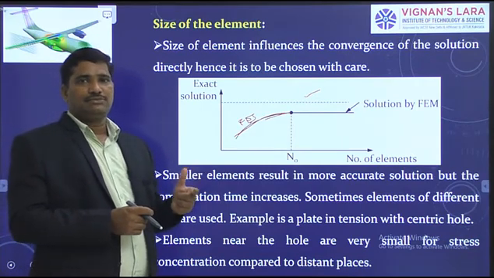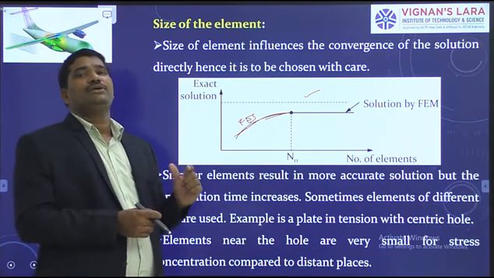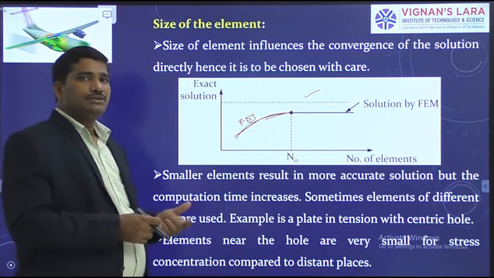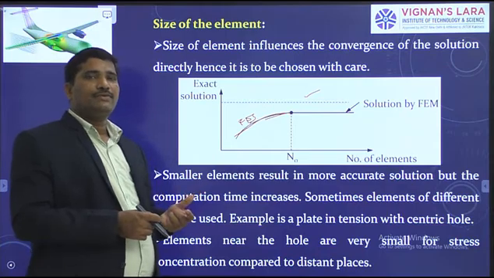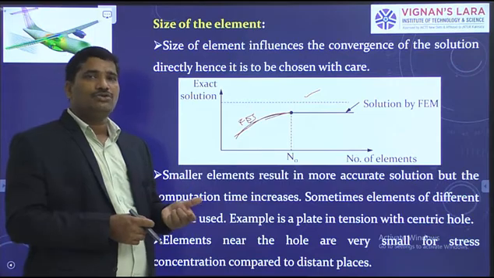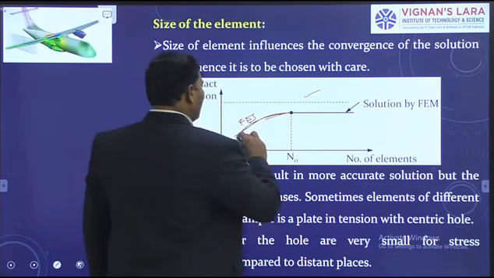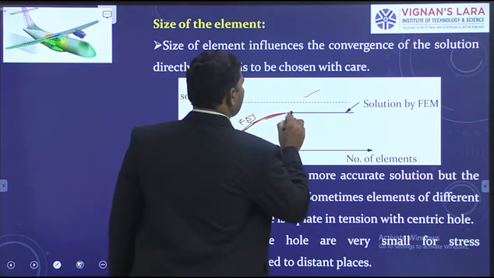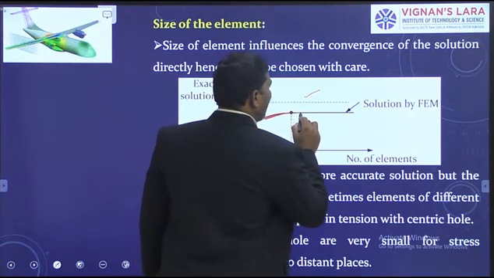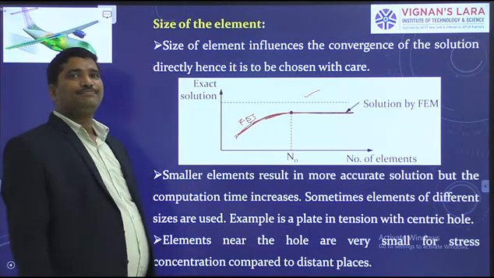That is the error. Error is the difference of the solution obtained from exact method of approach and the solution obtained from finite element method. Therefore, the error decreases when you increase the number of elements. And after a certain number of elements, what happens now? The error remains constant.